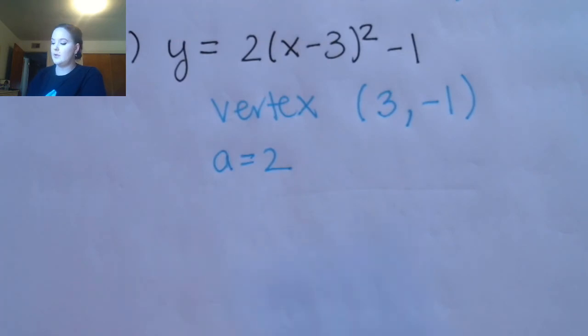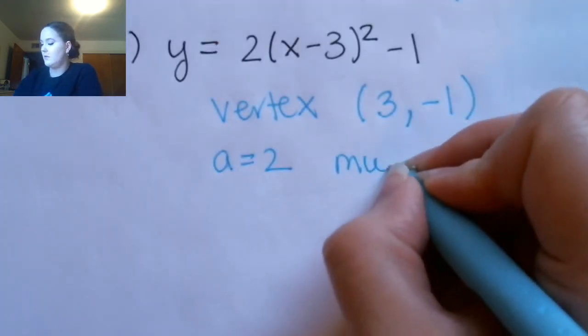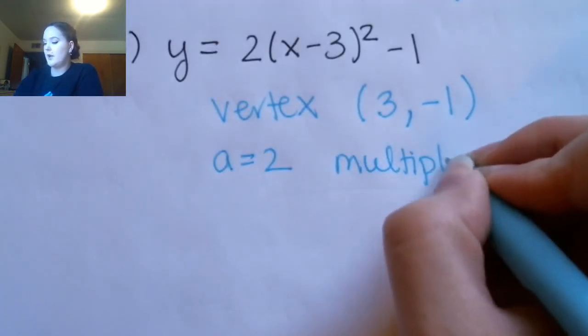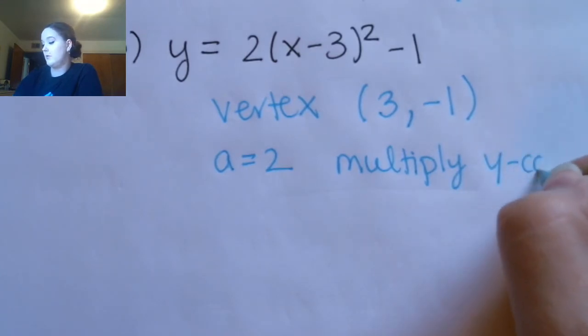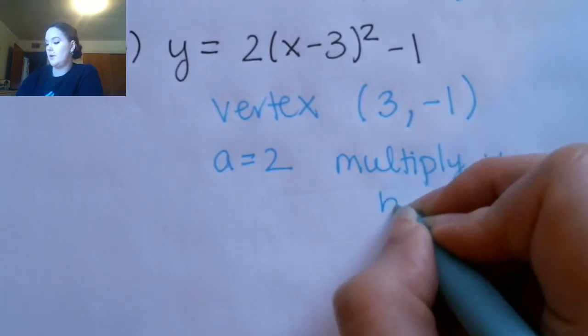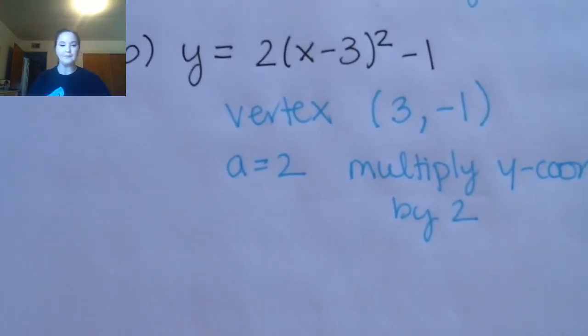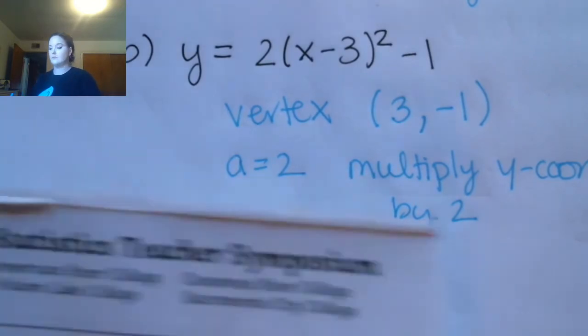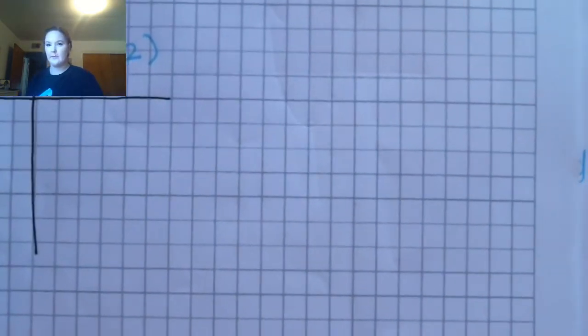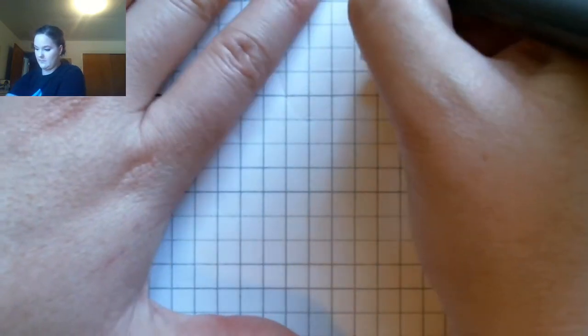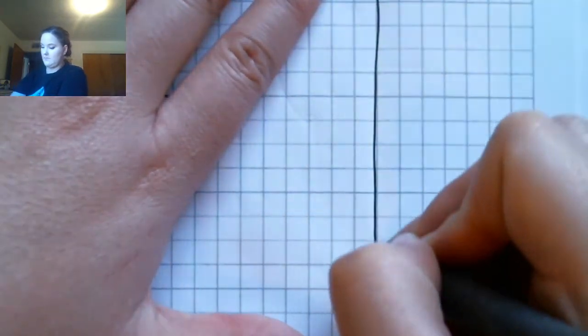So what this is going to do is multiply the y part by 2. So let's look at what this graph would look like. So here's my graph. 3, -1.